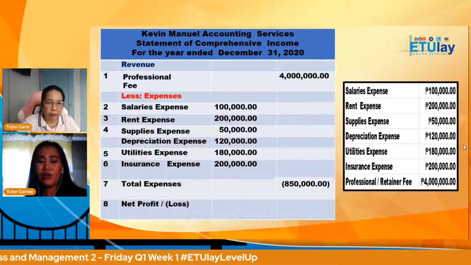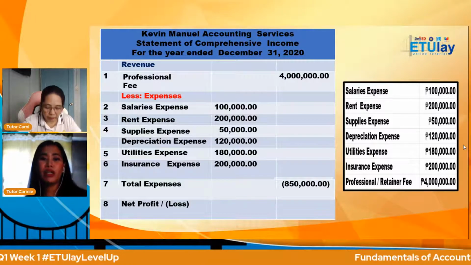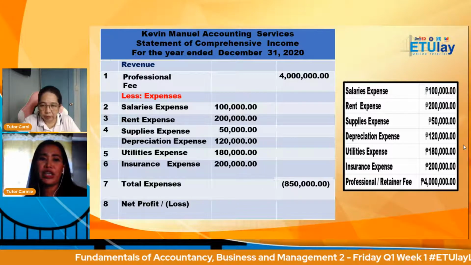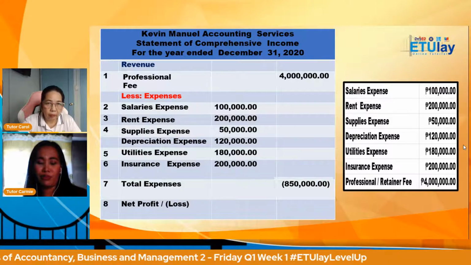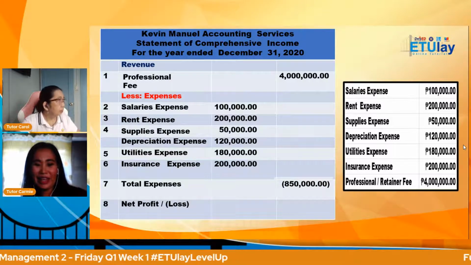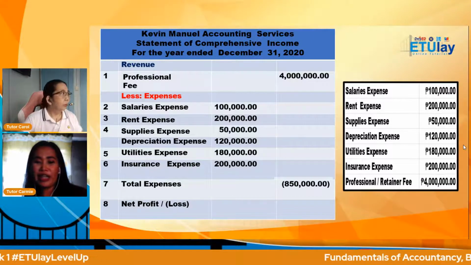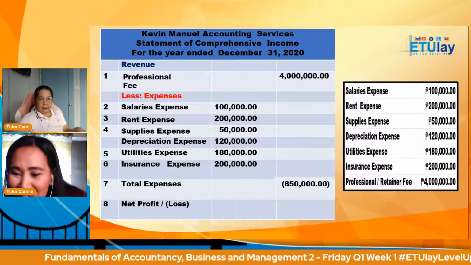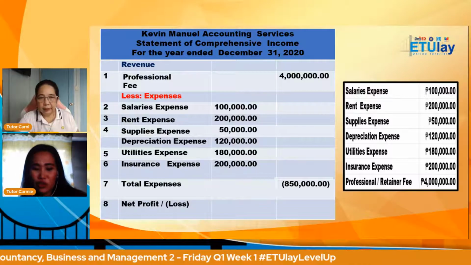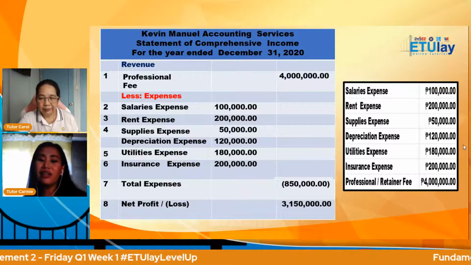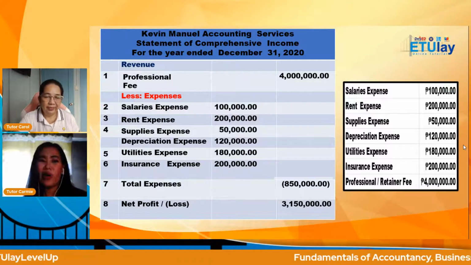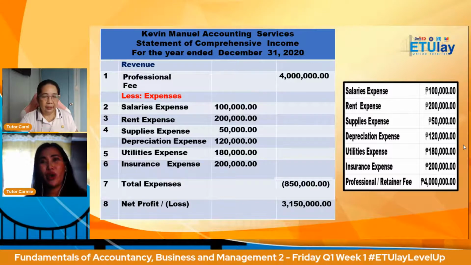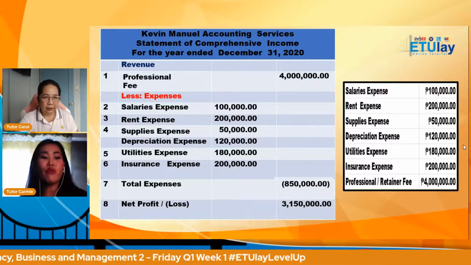Yes. So, for our net profit, let's see. Do you think Kevin Manuel gained a profit or incurred a loss? Okay, let's reveal our answer. Yes, according to Ma'am Mira. Thank you, Ma'am Mira, for that answer. Your answer is exactly right. That is 3,150,000. Correct. So, we can conclude that Kevin Manuel performed very well for the year ended December 31, 2020 because he gained a profit.